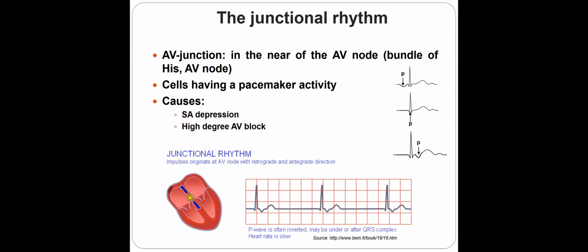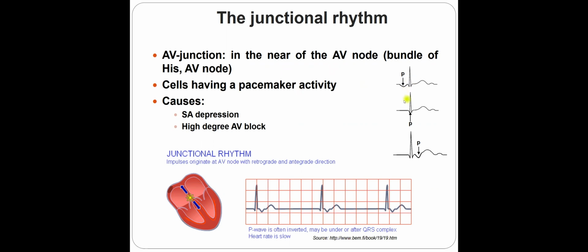Junctional. Now we are reaching the junction, the AV junction. The AV junction is located exactly between the atrium and the ventricle. Okay? So if you have an impulse that originates in the AV node, in the junction, it can propagate toward the atrium or toward the ventricle. However, depending on the timing, whether the impulse first activates the atrium or the ventricle, we can have three different morphologies.